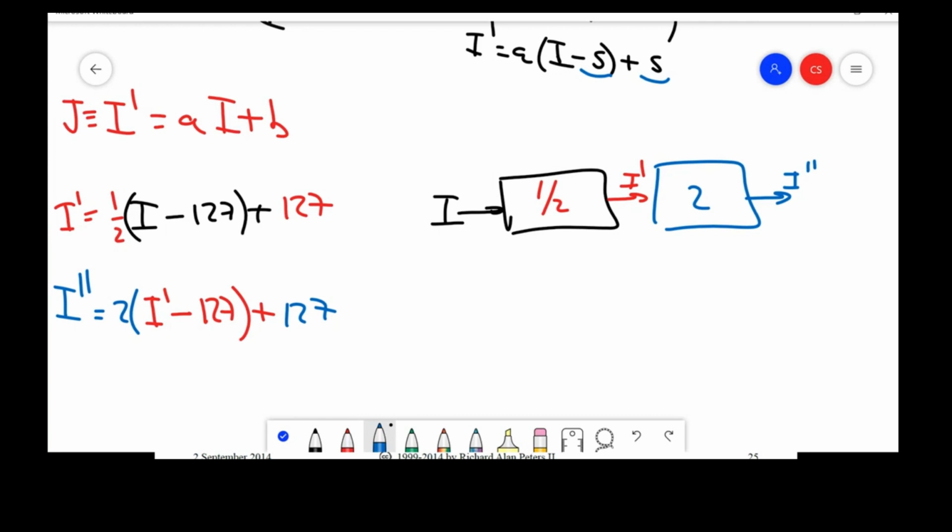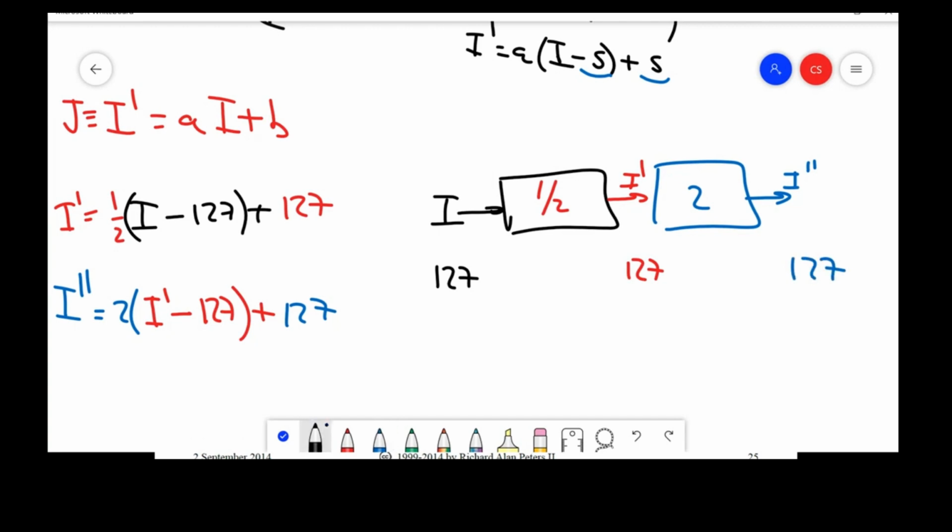Okay, so let's see. We start, let's say, with the value 127. We subtract 127, so we get 0, divide by 2, but we get 0 again, and then this will be 127. And then we multiply by 2. Subtract 127, so we have 0, multiply by 2, so we have 0 again, and we have 127. So this point doesn't move, and this is expected.